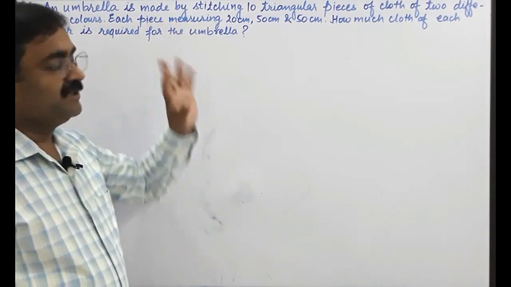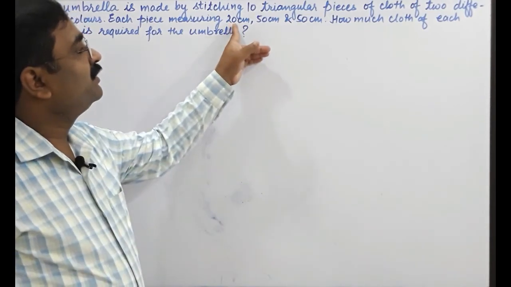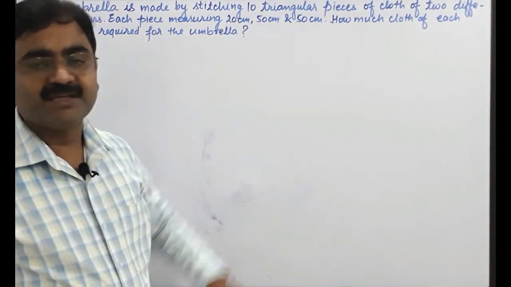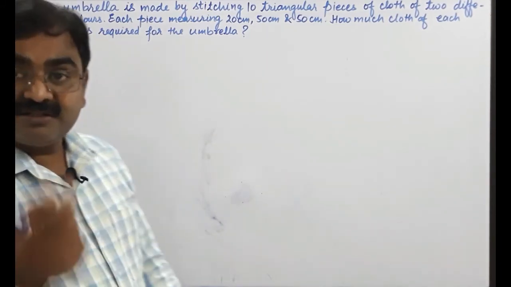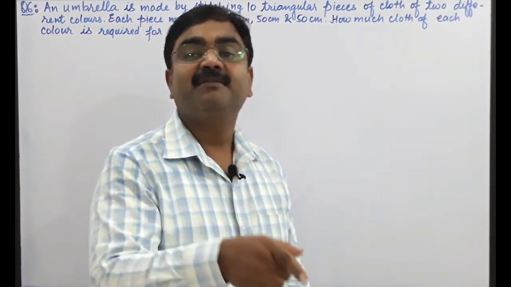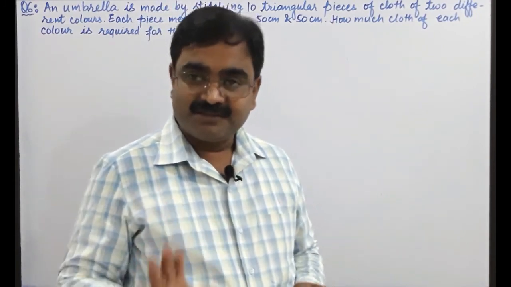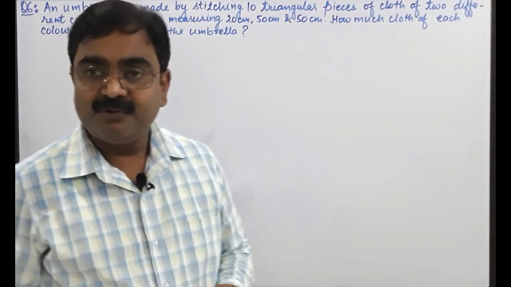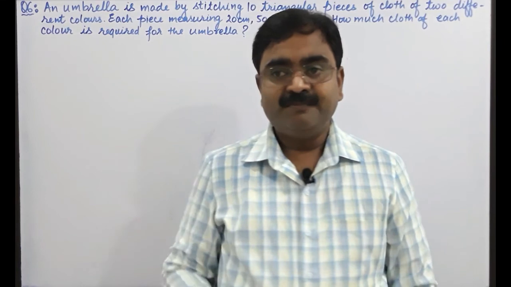Each piece measures, which means the measures of one triangular piece are given: 20 centimeter, 50 centimeter and 50 centimeter. How much cloth of each color is required for the umbrella? Each color means we have to find the area of one piece and multiply it by 5, because one color has 5 pieces. Children, are you understanding the question? If you are getting the question, let us start solving this question.